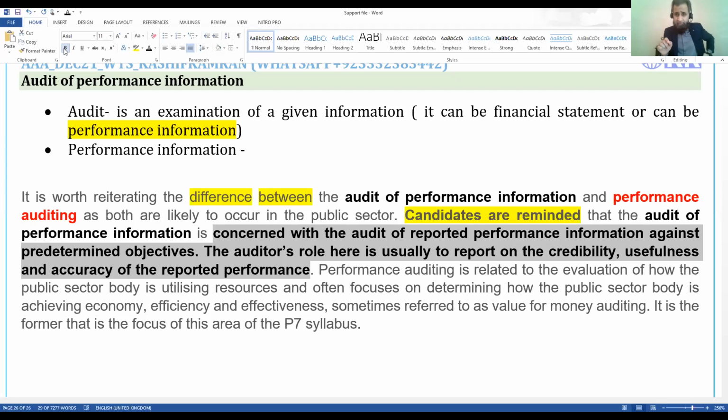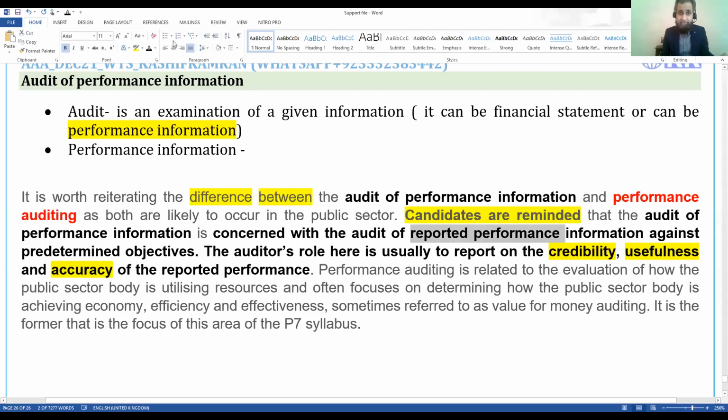It is concerned with the audit. The audit of what? The audit of the reported performance. Who reports the performance? The auditor or the management? The management, right? Good. And the auditor will ensure whether the reported performance is credible, the reported performance is useful, and the reported performance is accurate. Can you see the three words: credibility, usefulness, and accuracy? And this is what the auditor has to do while he's conducting the audit of performance information. And it is the reported performance.